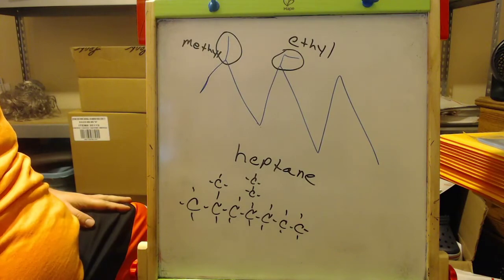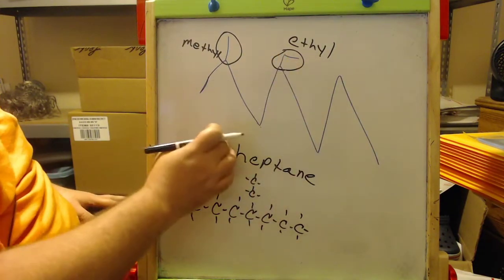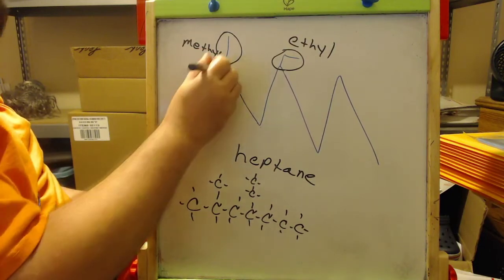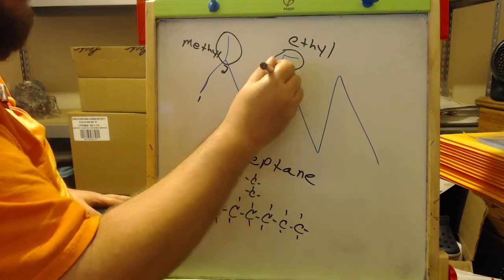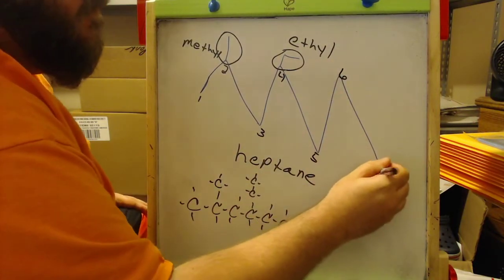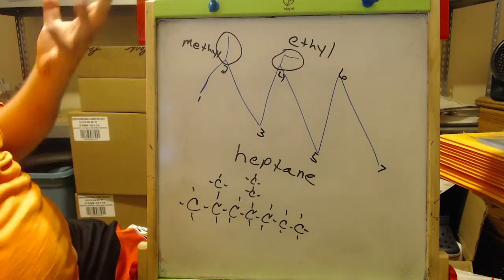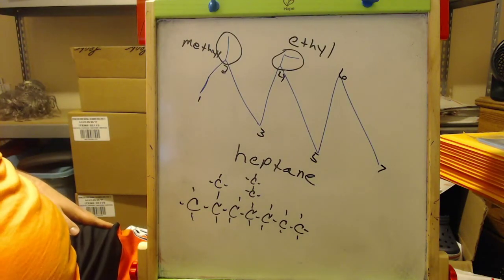Now I have to number my carbons. Shortest distance. So I don't want to go 1, 2, 3, 4 or 1, 2. I want to go this way. This is the shortest distance to something that's different than a saturated hydrocarbon. It has something hanging off. Still saturated, all single bonds, but not in the straight chain.